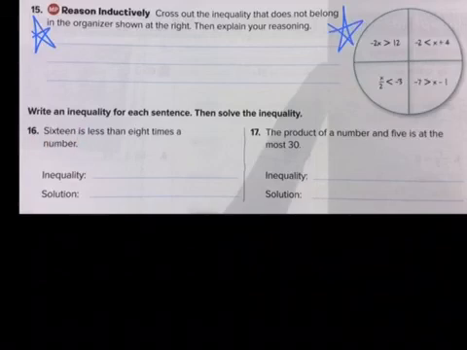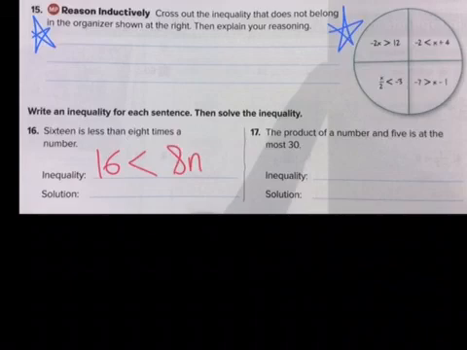16 is less than, so I know that 16 is less than 8 times a number. Then 8 times a number could be 8n. Okay, and what is my solution? Well, when I divide both sides by 8, on this side I'm left with n because I'm dividing out the 8, right? And I'm going to divide the 16 as well, and I'm left with 2, right? So 2 is less than n, or n is greater than 2.